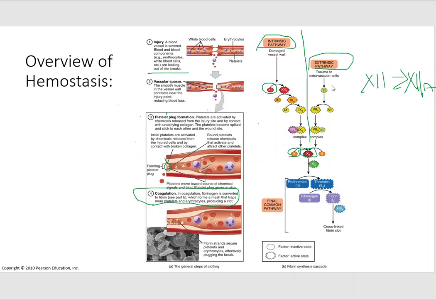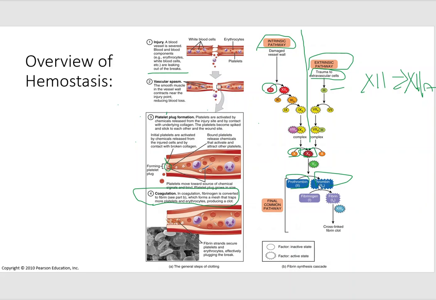The extrinsic pathway, this is trauma to cells that are not actually part of the blood vessel wall. Factor 3 is going to turn factor 7 on. 7A and 3 are going to together turn on 10, just like in this pathway. This is a common one. 10 is going to turn 5 on, or 10 and 5 both are going to be turned on, and together they're going to take prothrombin, which is factor 2, turn it into thrombin, which is 2A.